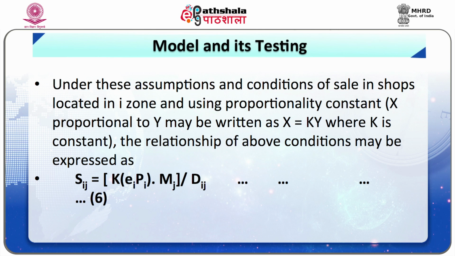Under these assumptions and conditions of sale in shops located in I zone, and using a proportionality constant, x proportional to y may be written as x is equal to ky, where k is a constant. The relationship of above conditions may be expressed as Sij is equal to k into Ei Pj into Mj upon Dij, as shown in equation 6.